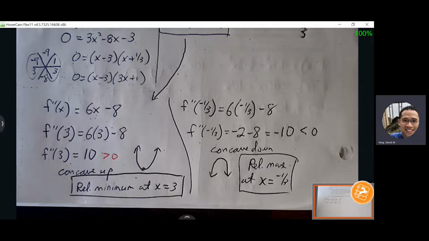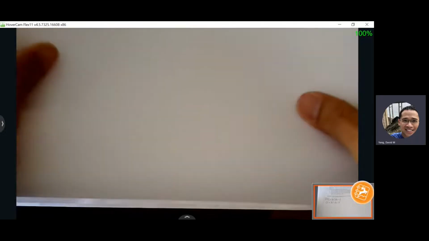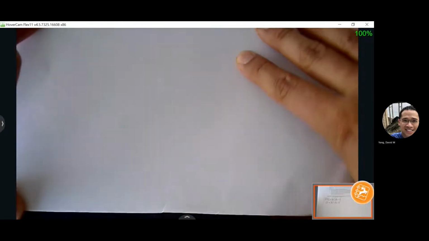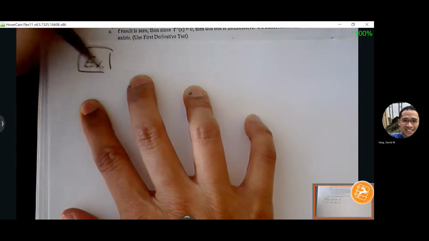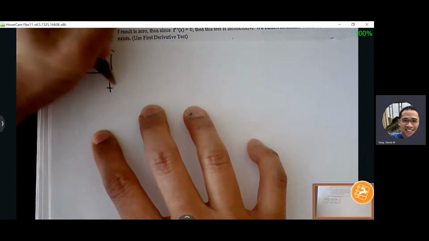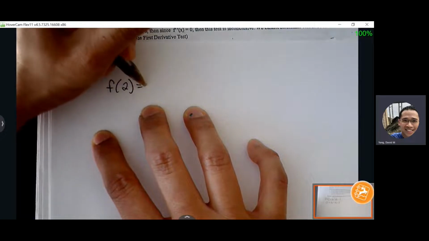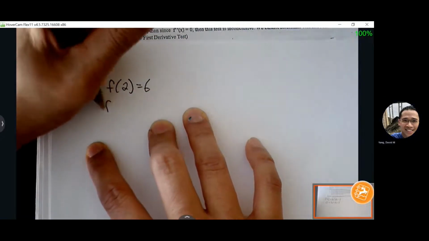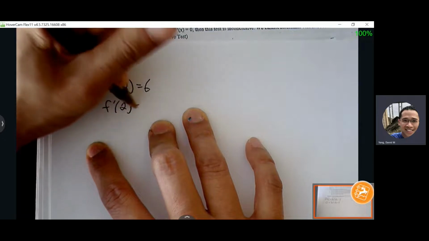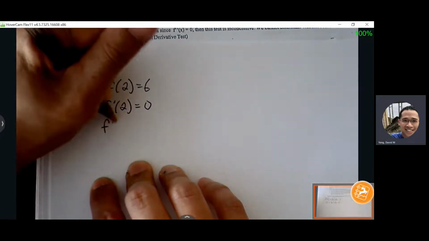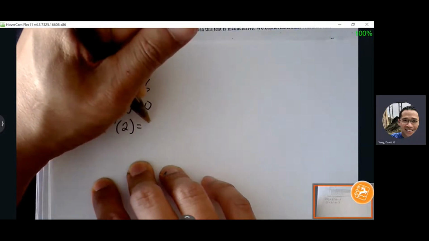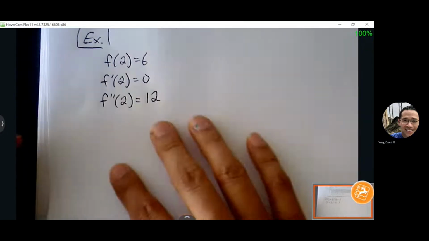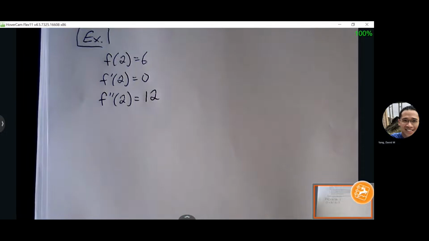This won't take a lot of space, so you can either find space on a separate sheet or you can just follow along. Now, here's an example. Let's say f of 2 is equal to 6, f prime of 2 is equal to 0, and f double prime of 2 is equal to 12, and that's all the problem gave you.